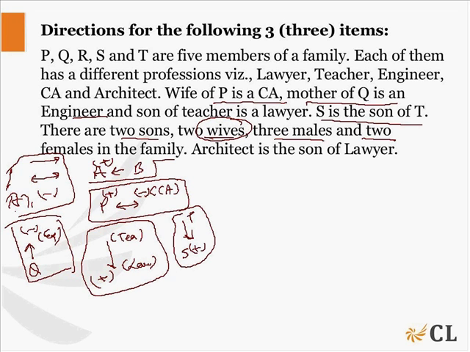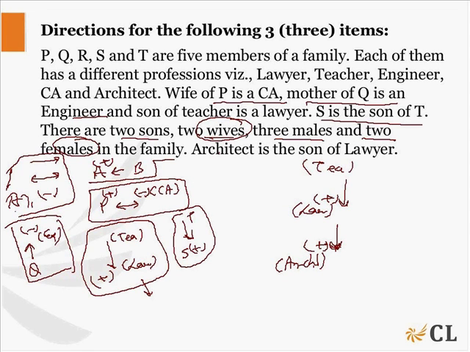So this will be managed here. Architect is the son of lawyer. Okay, it will come here. I will make this here. Teacher, son of teacher is lawyer. The son of the lawyer is architect. Okay, so 3 generations are there. The most possible case is 3 males and 2 wives.